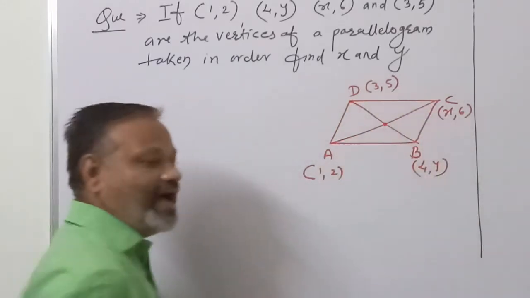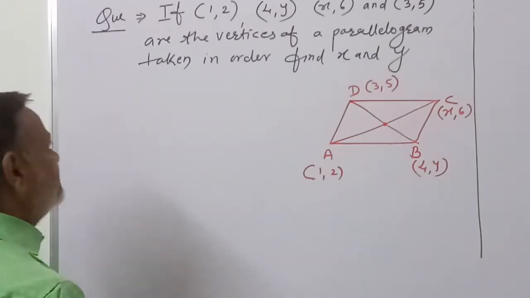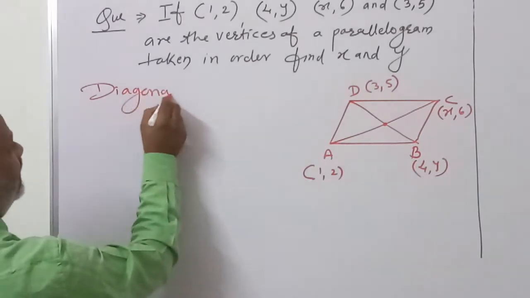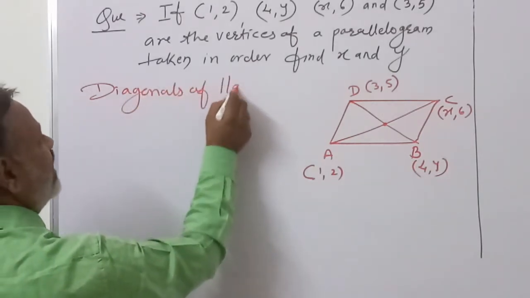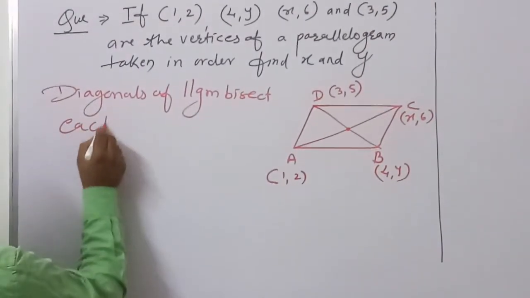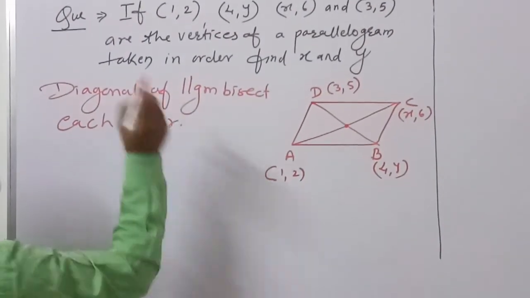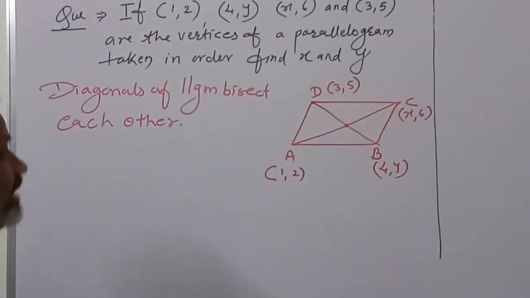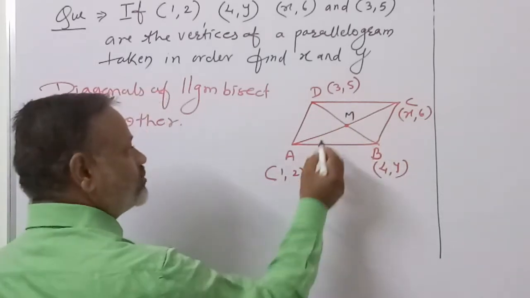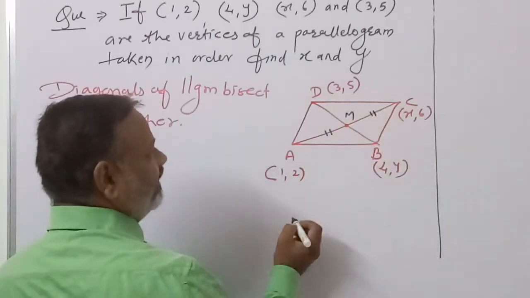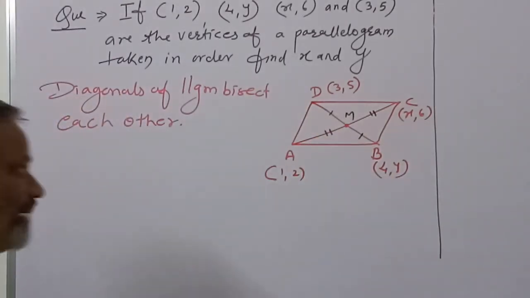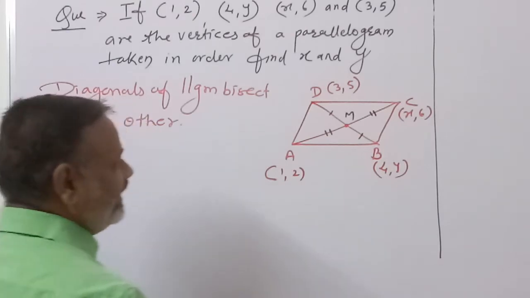Here we draw the diagonals. You know that diagonals bisect each other. Here we will write a sentence: diagonals of a parallelogram bisect each other. Since the diagonals bisect each other, if I consider this point as M, then AM is equal to MC and DM is equal to MB.